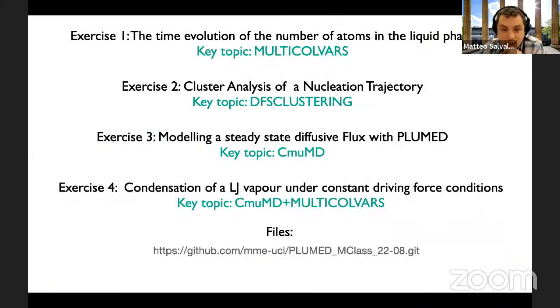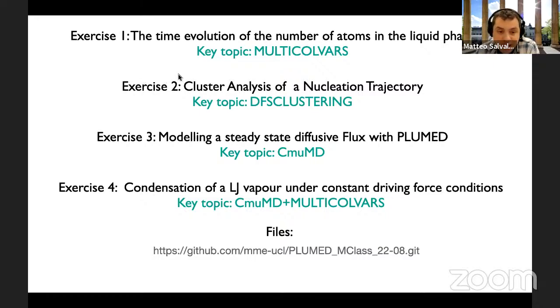So in order to start, I would like to summarize a little bit the 4 exercises that we would like to propose, and then I will jump into some examples that perhaps we'll be able to connect with these exercises. The first exercise will look at a trajectory in which we observe a nucleation event, and the objective would be to compute a reaction coordinate that is able to describe the evolution of the system. In particular, one that is able to count the number of atoms that transfer from the metastable vapor phase to a liquid phase.